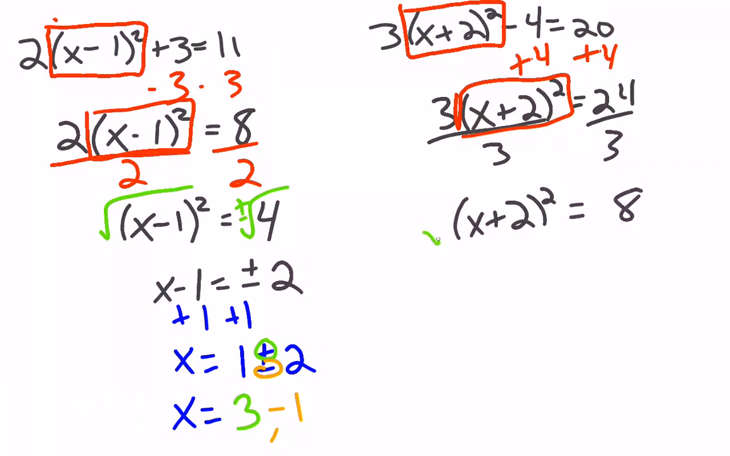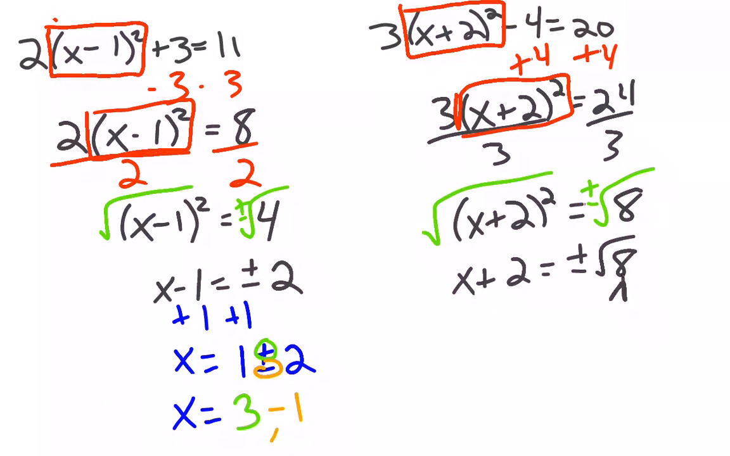Now the whole left side is being squared, so I can undo that with a square root. Don't forget your plus or minus. The number of times you're going to hear me do that over the next 2 weeks is a lot. Now we need to simplify the square root of 8, which is going to end up breaking down to 2 times 2 times 2. So I get x plus 2 equals plus or minus 2 square root 2.